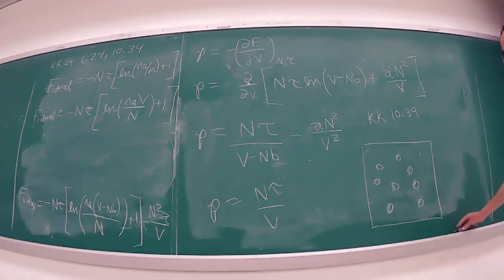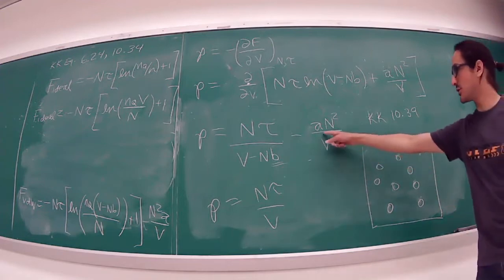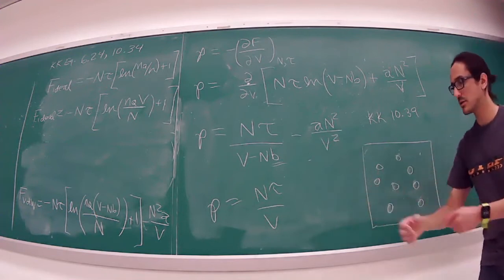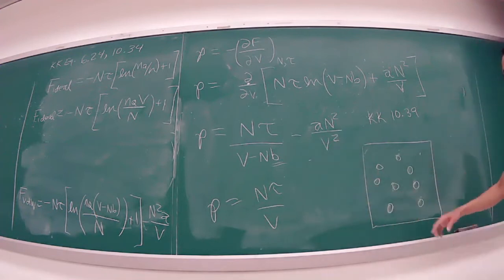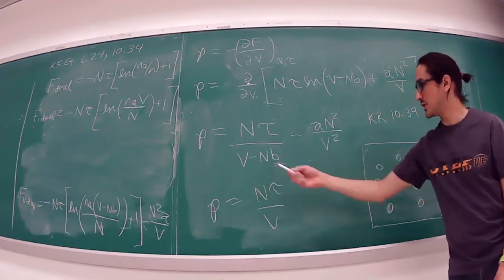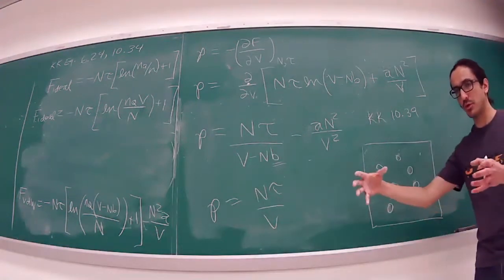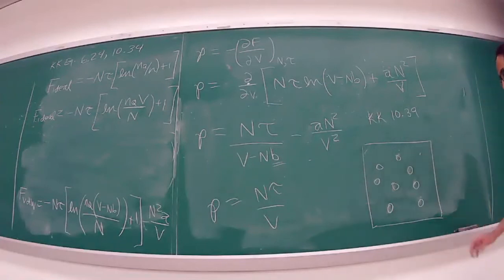Because in order to get a liquid, you need this attraction, that the particles attract each other so they can coalesce. But then you will also need the finite volume in order for the particles not to collapse into a single point.